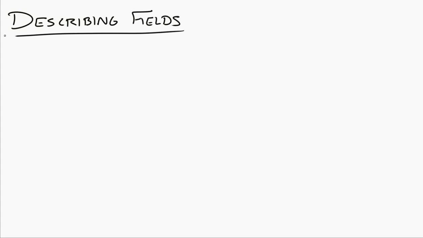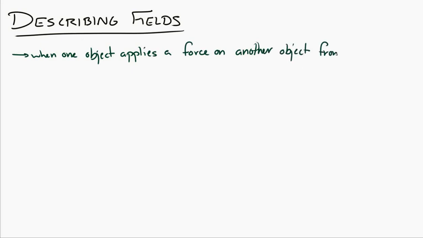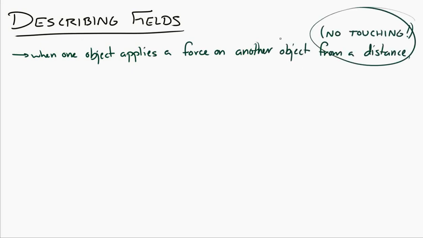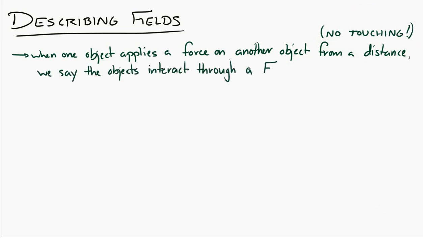Let's take a look at fields and how they are described. In situations where one object applies a force on another object from a distance, in other words, without the two objects touching, we say that the objects interact through something called a field.